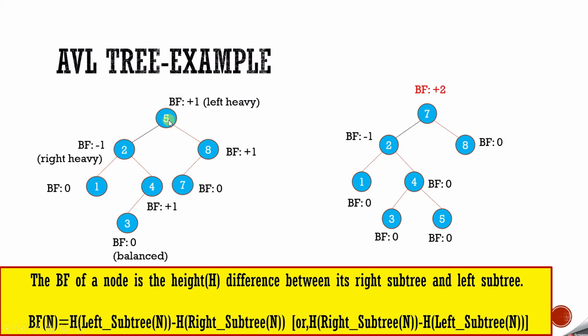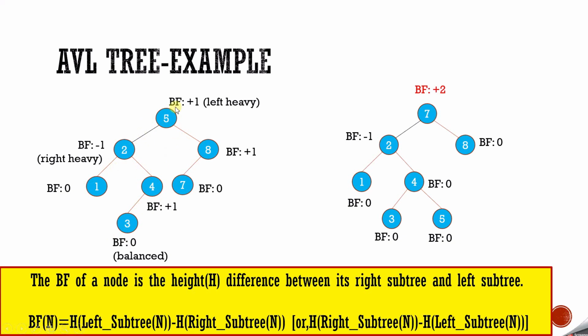Similarly for 5, what is the height of the left subtree? 1, 2, 3. And for the right subtree it is 1, 2. In the left subtree of 5, you see there are 2 leaves, 1 and 2, 3, and 3 is the longest, the highest depth. So that's why we calculate that particular height as 1, 2, 3 instead of 1, 2.